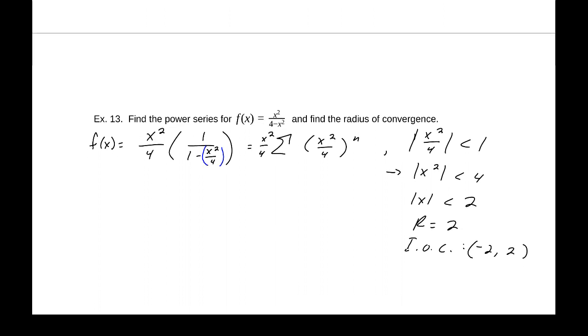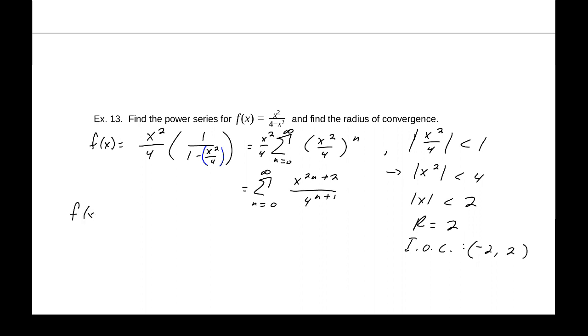All right, so I'm going to go ahead and rewrite this a little bit differently. That will be the sum from n equals 0, whoops, left that off, 0 to infinity, and that'll be x to the 2n plus 2, combining these together, over 4 to the n plus 1.